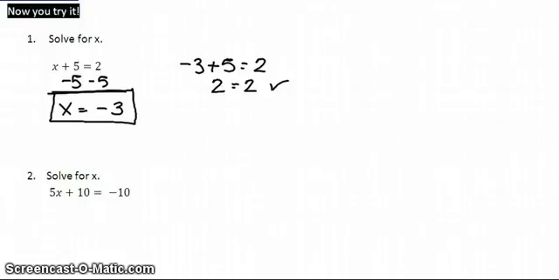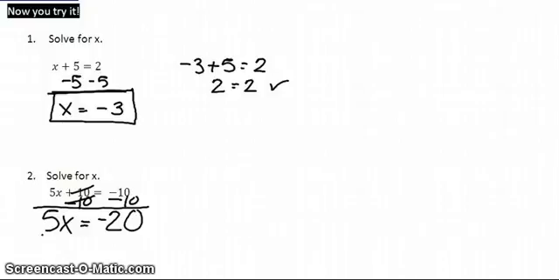Next, we're going to solve number 2, 5x plus 10 equals negative 10. And remember, our goal is to isolate our variable. So I need to eliminate that positive 10, and to do that, I'm going to subtract 10 from both sides, and I'm left with 5x. My positive 10 and negative 10 cancel, equal negative 20.